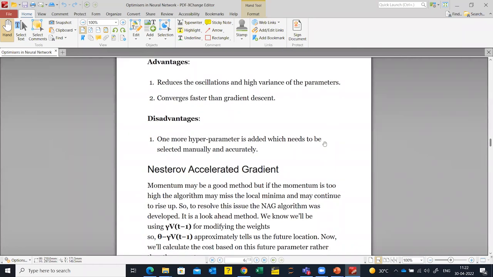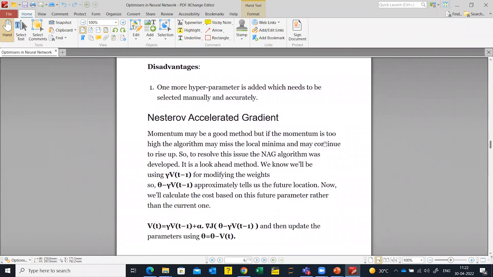Okay, now next comes the Nesterov accelerated gradient. Now momentum may be a good method, but if the momentum is too high, the algorithm may miss the local minima and may continue to rise up, as I said. So to resolve this issue, the Nesterov algorithm was developed. It is a look ahead method. We will be using a different set of hyperparameters here for modifying the weights, right? So this will basically tell you the future location.